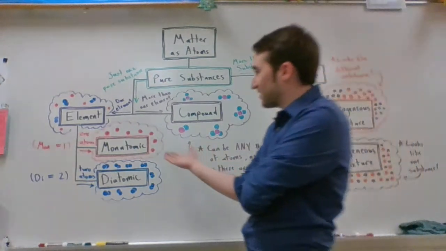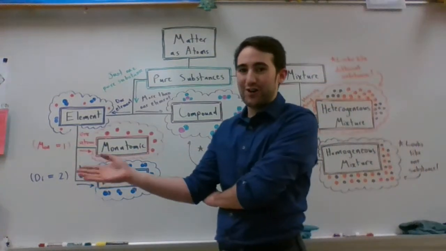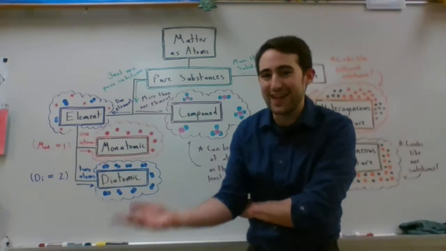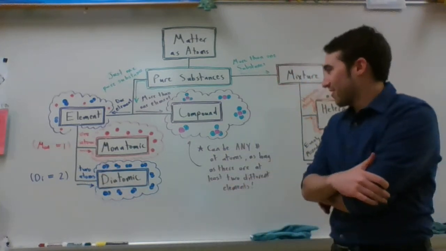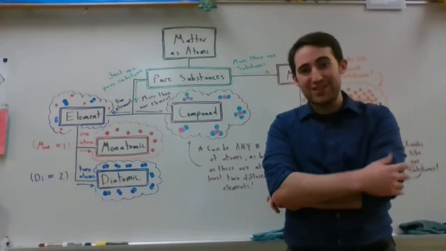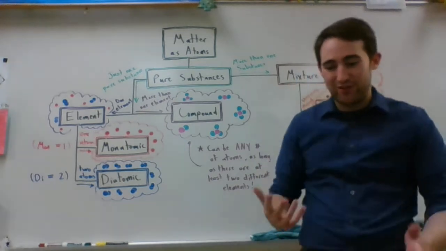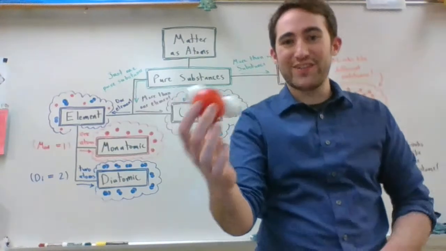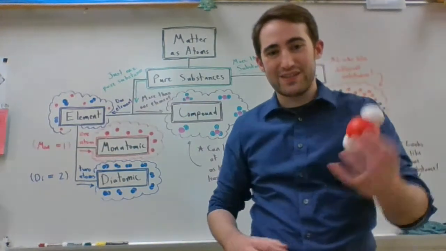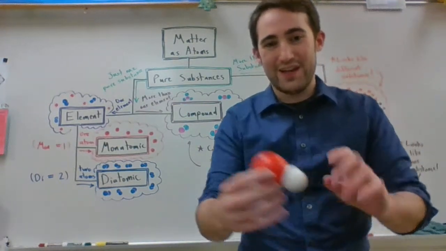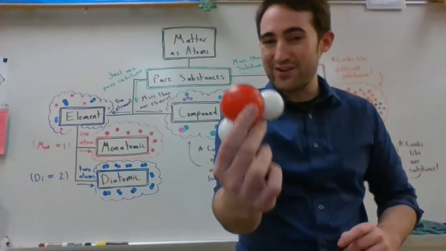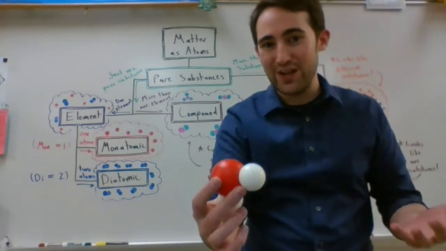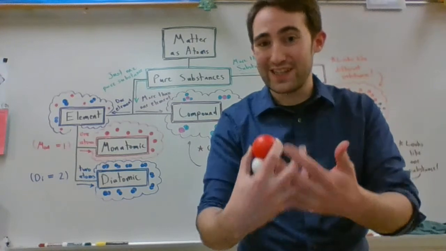So elements can only have one element, which is kind of in the name. Compounds, though, have to be a combination of at least two different elements. So, for instance, water is a common compound. This is a model that could represent water. All that matters to make something a compound is you have two different elements that are stuck together, they're bonded together.